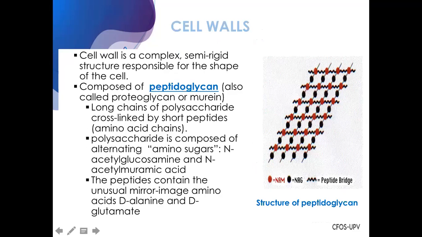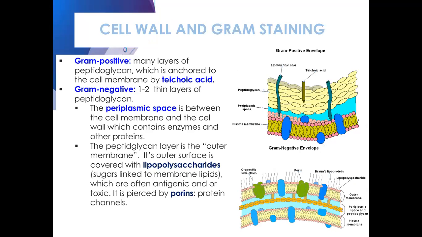Okay, so the cell wall is a complex, semi-rigid structure responsible for the shape of the cell. I'm sure you have heard about this already in high school. It is composed of peptidoglycan, also called murein. It has long chains of polysaccharide cross-linked by short peptides. We will not read all of this because you can read it yourselves. So let's proceed with the cell wall and gram staining.